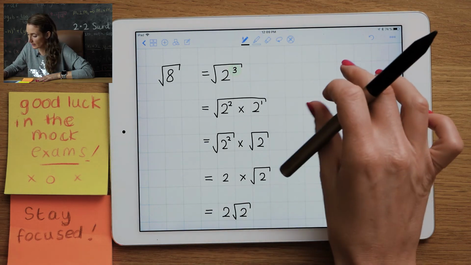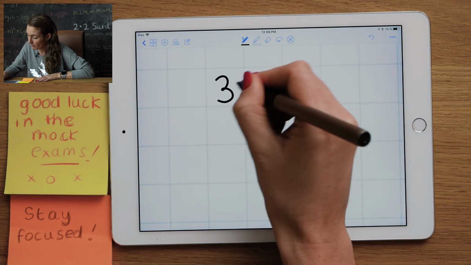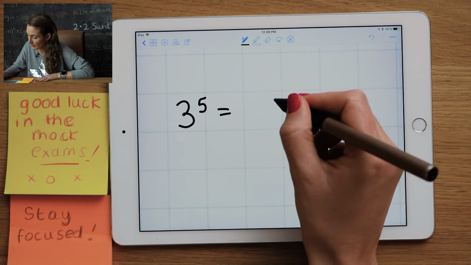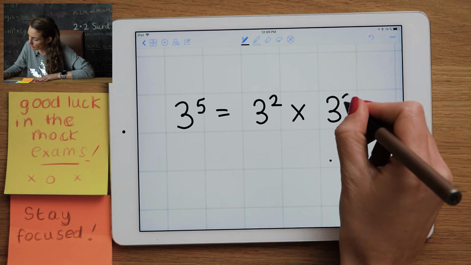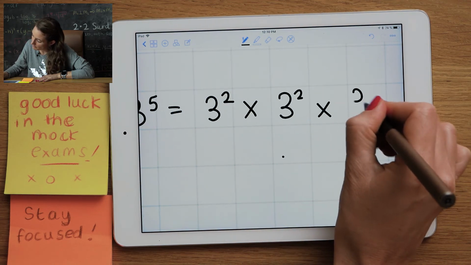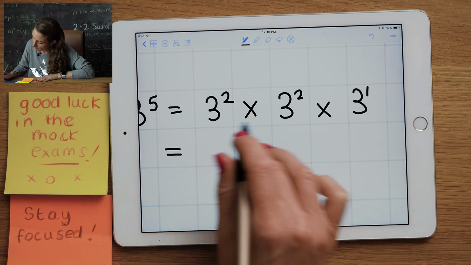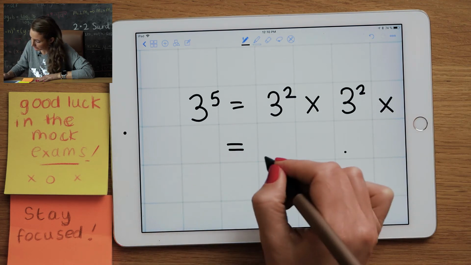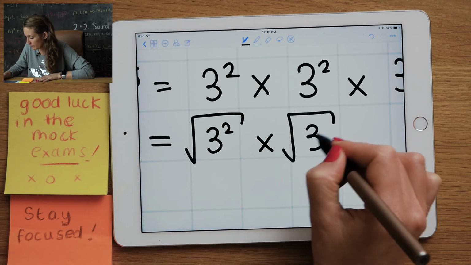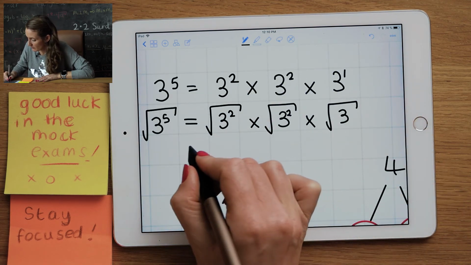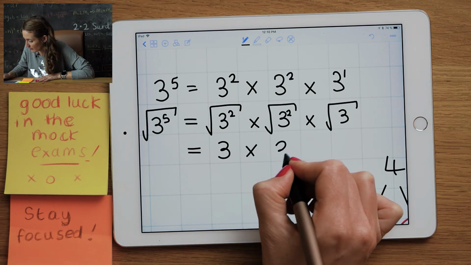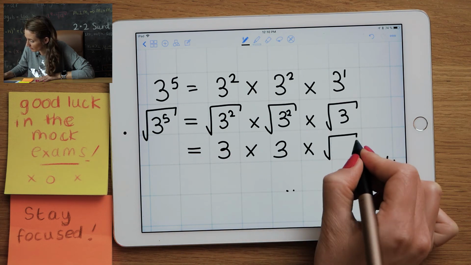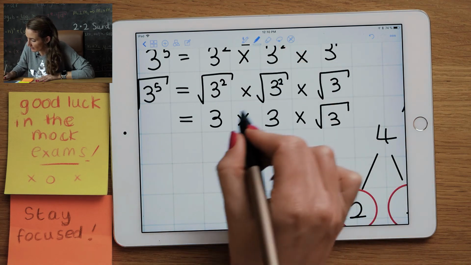So if I had something like 3 power 5, for example, I could write that as 3 squared times 3 squared times 3 power 1. Because then when I took the square root of that, that would cancel for 3, that would cancel for 3, and then I would have square root 3.